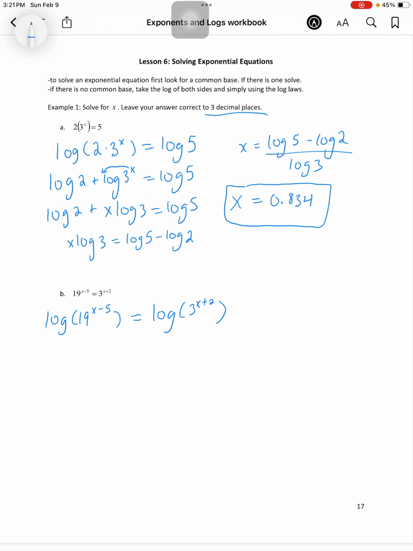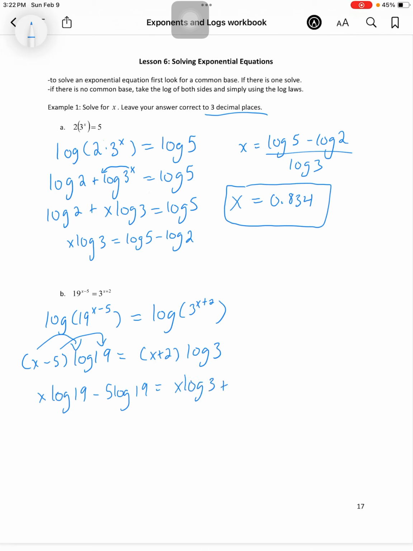You're going to take the whole exponent equation, not just the x, but the whole thing, and you have to include the brackets. It's super important. You'll lose half a mark if you don't have the brackets. So (x minus 5) log 19 equals (x plus 2) log 3. Now we're just going to FOIL or distribute. So it's going to be x log 19 minus 5 log 19 equals x log 3 plus 2 log 3.